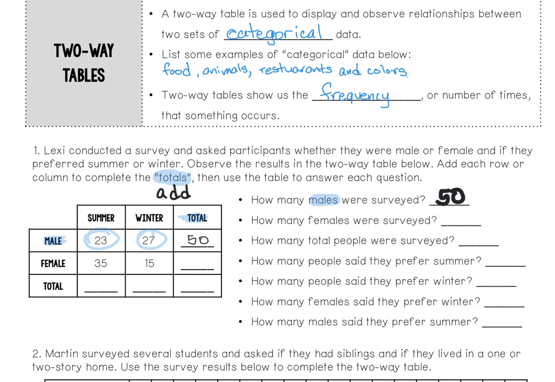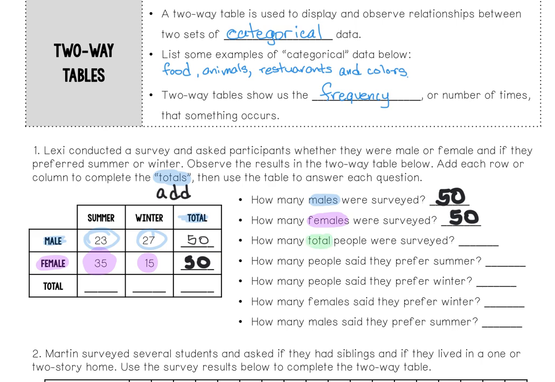Next question. How many females were surveyed? So we're going to go here. Look at the females. Again, we got 2 different groups of females, but we're looking for that total. Go ahead and grab your calculator, add it up. 35 plus 15, carry the 1, also 50.